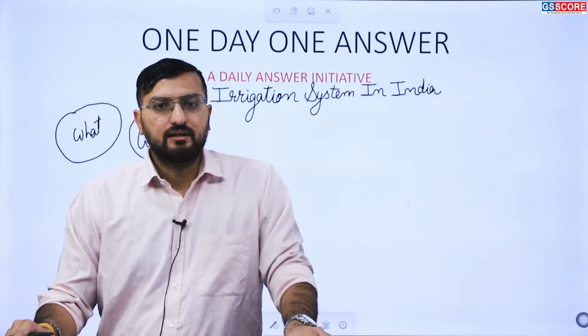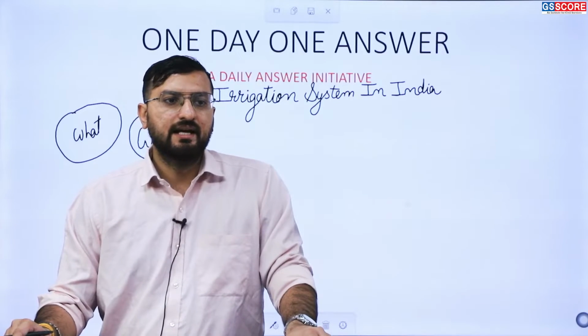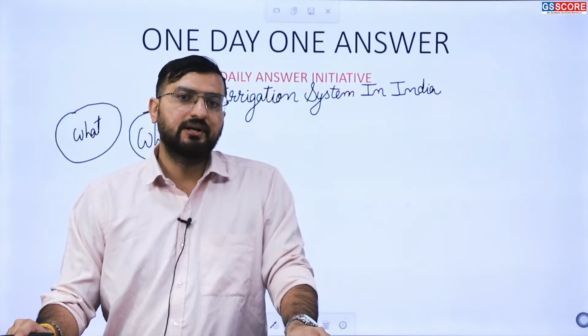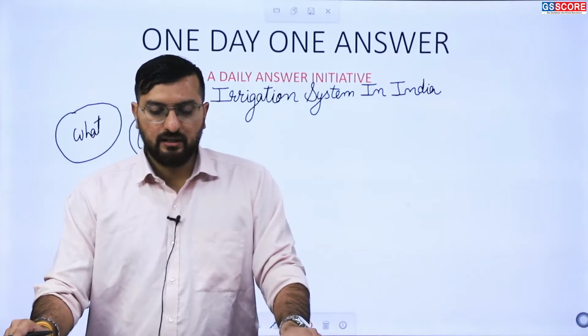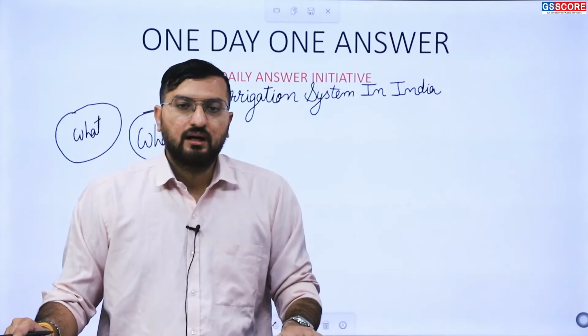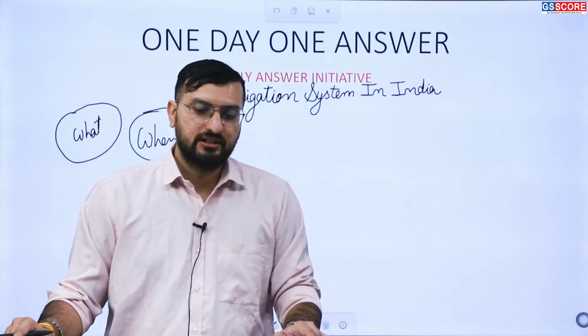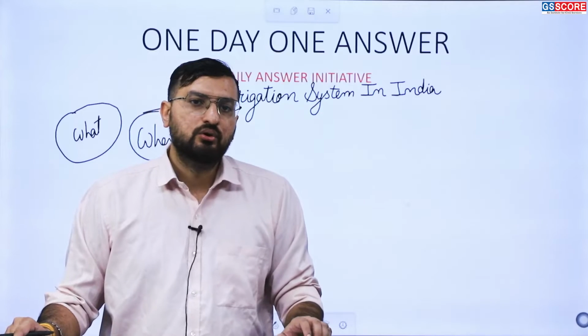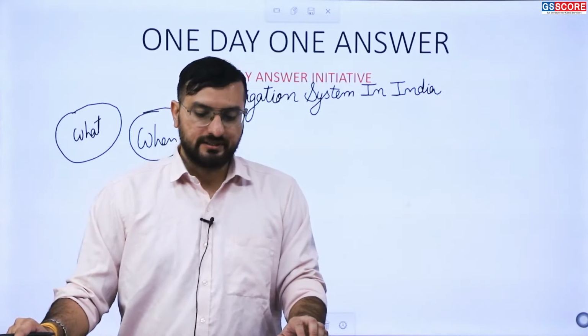Modern irrigation, if we talk about, gained momentum during the British time period, and in post-independence India, we see a grand expansion of these irrigation projects in India due to government initiatives, due to government projects.